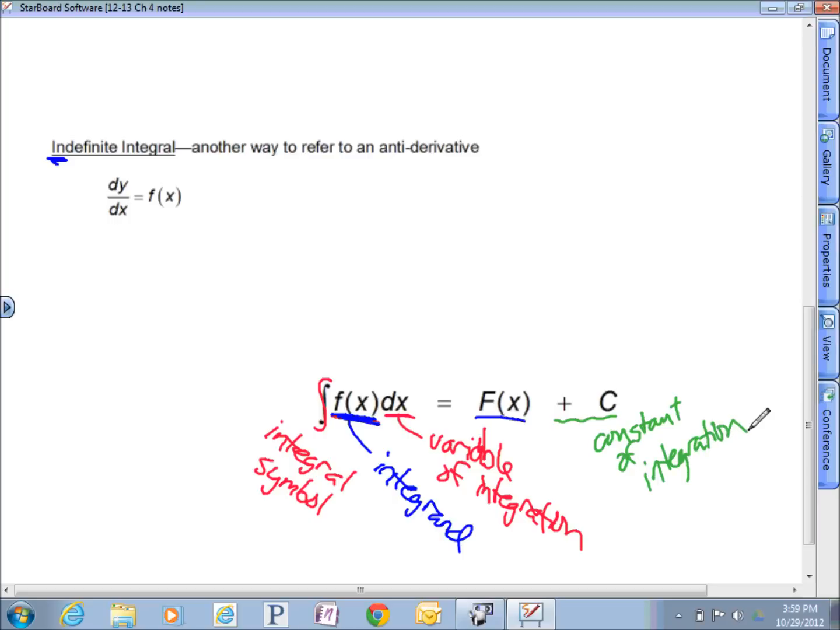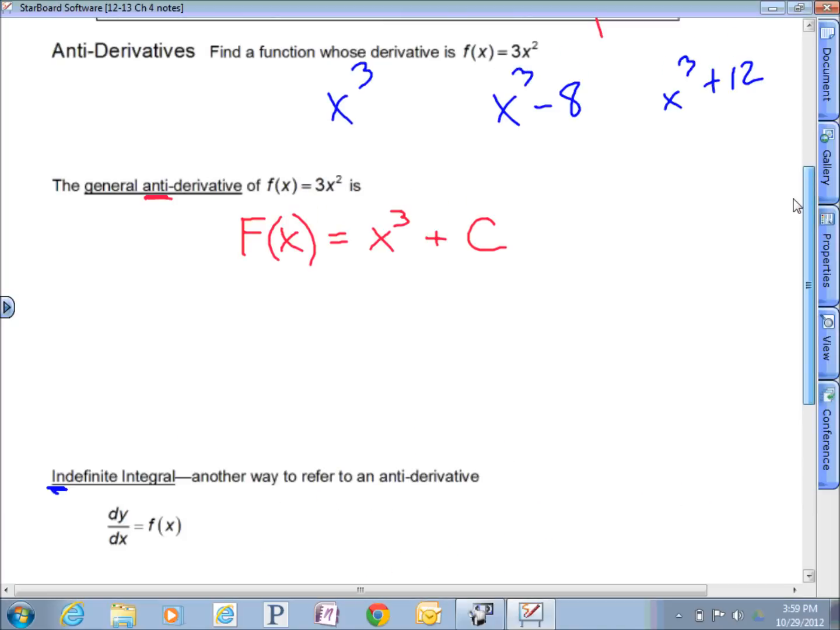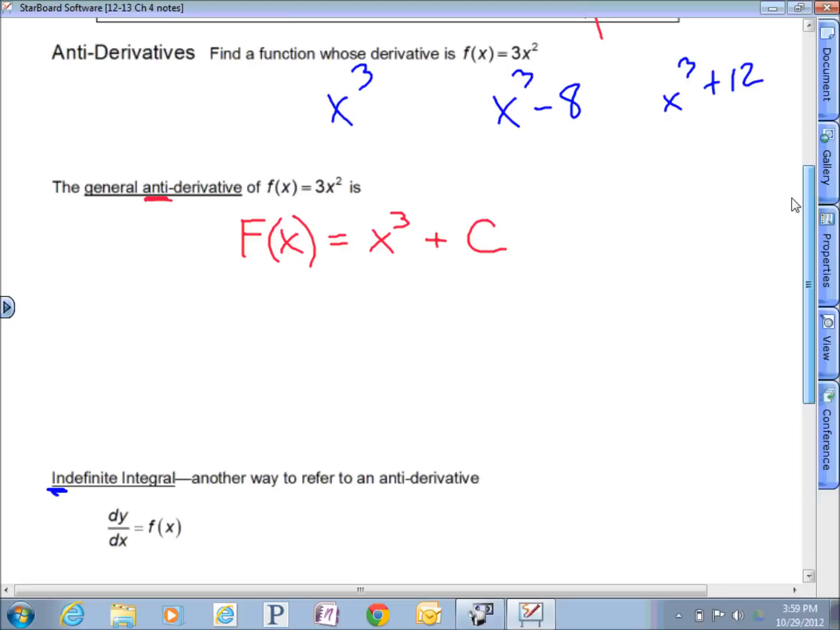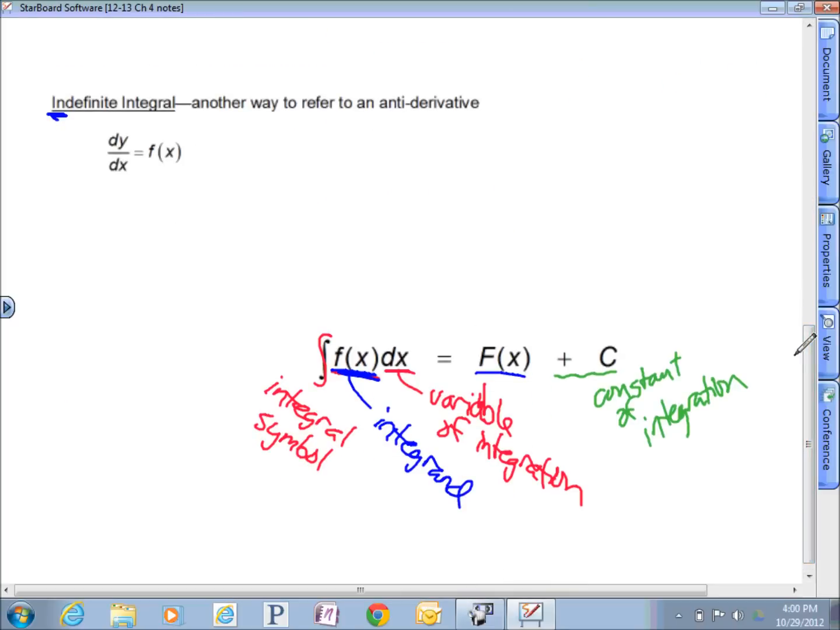The constant of integration. Why do I have to have it? Because there's about 1,000 things that I could put there and still have this capital F of x make sense, as I showed up here. There's 3 different choices I have in blue right there for the antiderivative of 3x squared. This constant, this green that we have, is kind of the thing that ties it together.